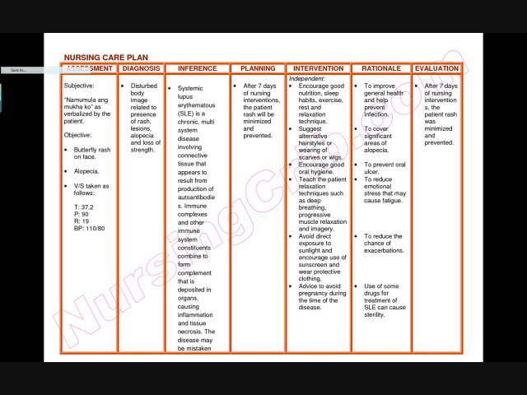Lupus is a chronic multisystem disease involving connective tissue that appears to result from production of autoantibodies. Immune complexes and other immune system constituents combine to form complement that is deposited into organs, causing inflammation and tissue necrosis.